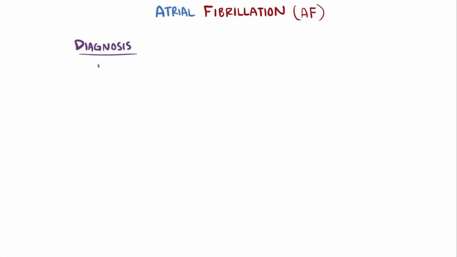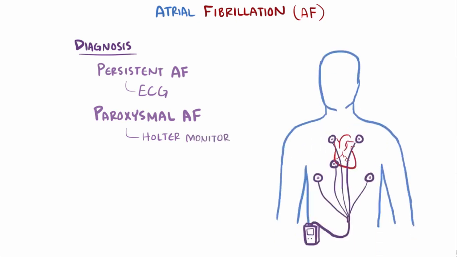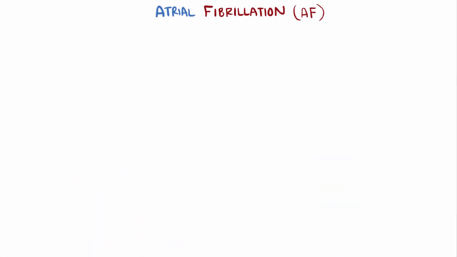Now, diagnosis of persistent AF is done by ECG. Although if the episodes are paroxysmal, but they're suspected, then someone might have a Holter monitor, which is a portable device placed on the chest that monitors their rhythm over longer periods of time, and records potential AF events to be viewed later. Since AF is caused by such a diverse range of issues, treatment is generally different from patient to patient.